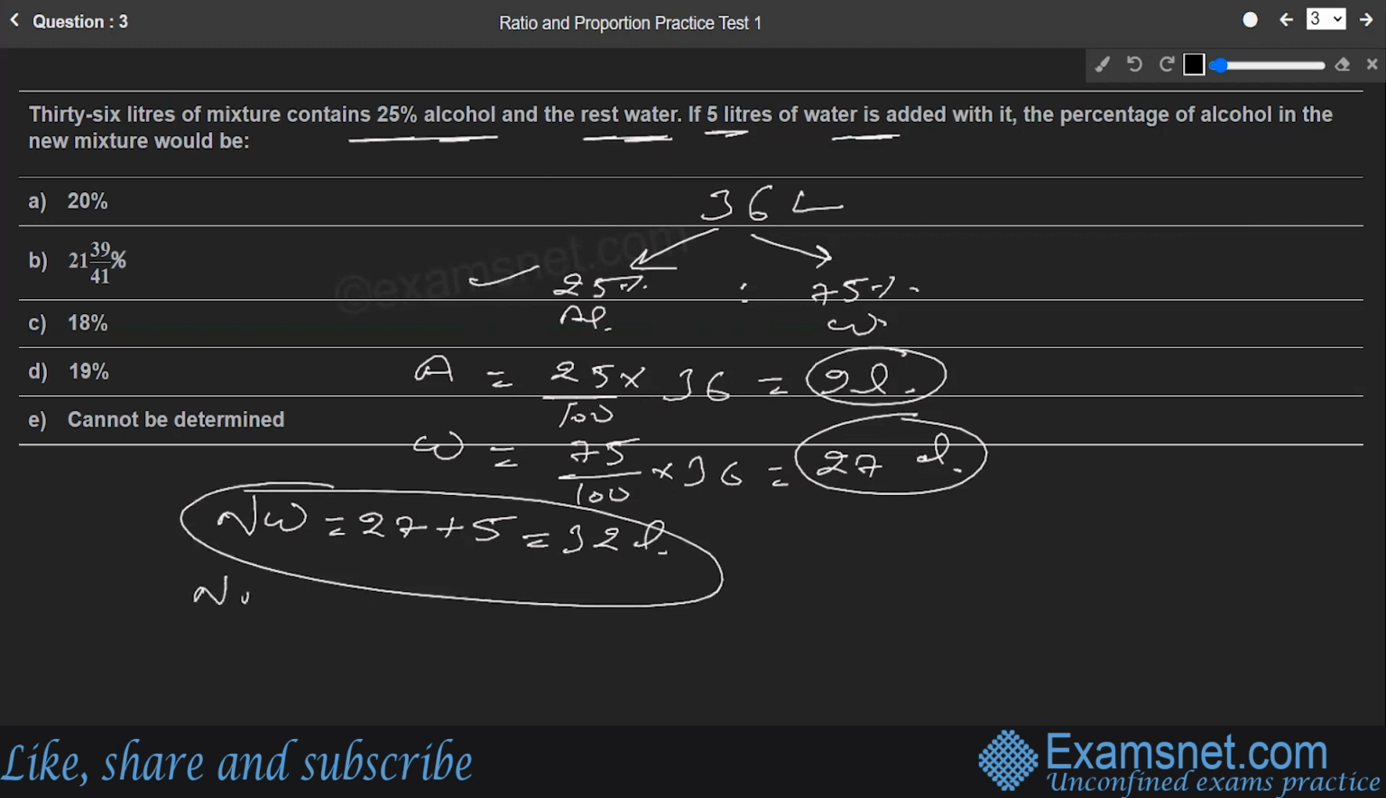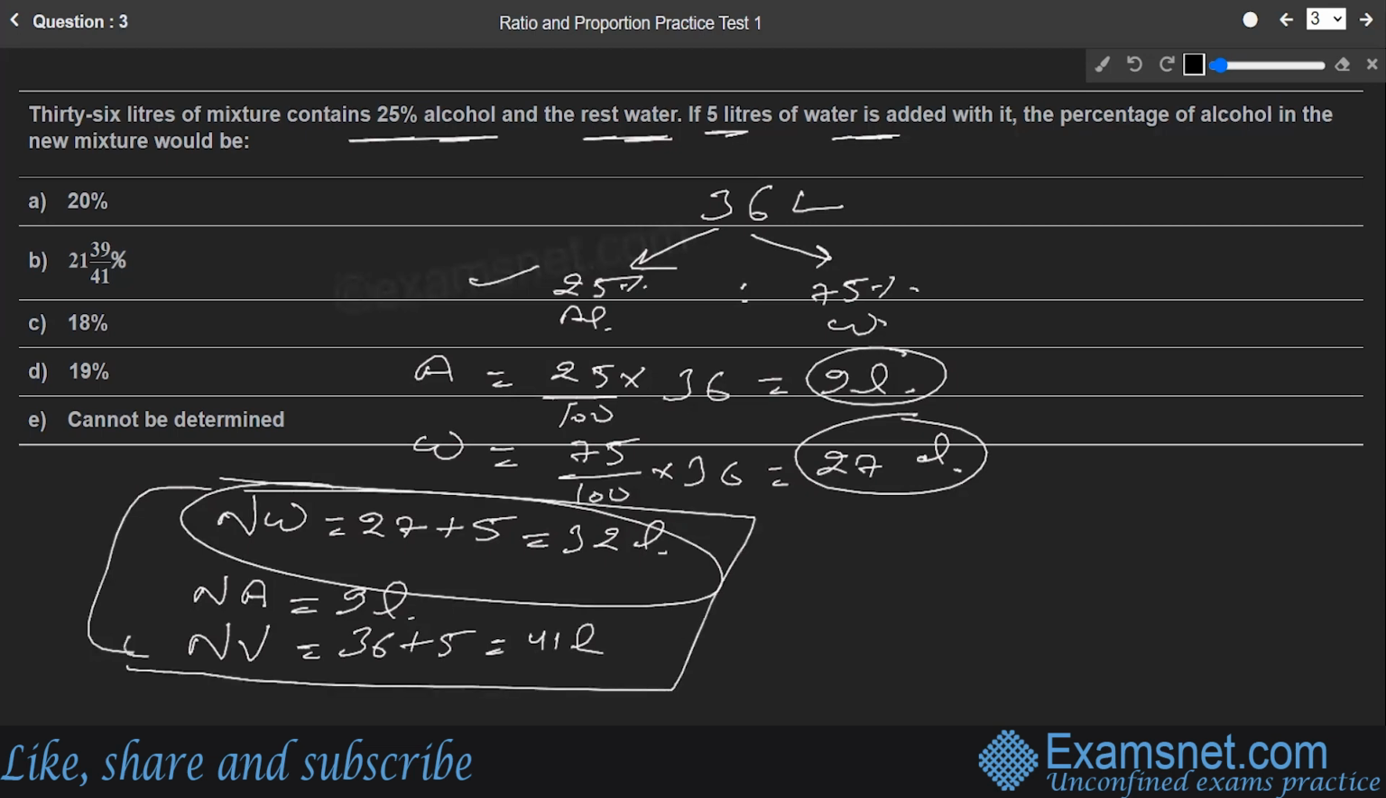What is the new alcohol content? The new alcohol content will be just the 9 liters because alcohol is not being added. What about the new total volume? The total volume was 36. 5 liters of water has been added, so 36 plus 5 will have to be done. The total quantity also increases by 5. So the total quantity becomes 36 plus 5, that is nothing but 41 liters. Now this is the new composition of alcohol, water, and the total volume.